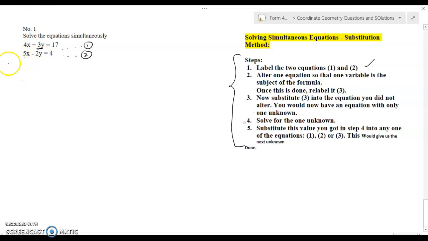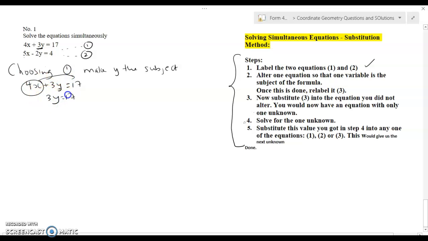So I wrote up, chosen 1, and we write 4x plus 3y is equal to 17. Make y the subject. The subject of the formula means that I only want to get y on one side. So that means I have to move this over. I'll get 3y is 17 minus 4x. And then lastly, I'll get y is 17 on 3 minus 4 on 3x. And then I will call this equation 3.